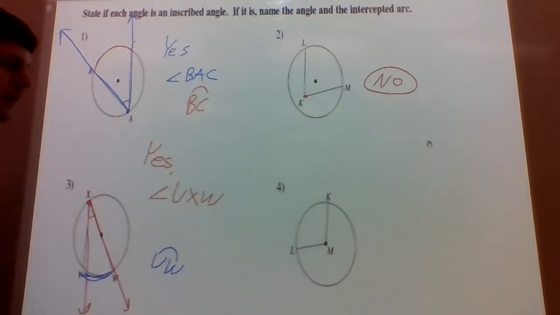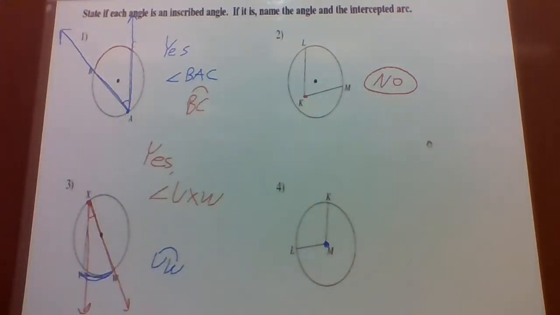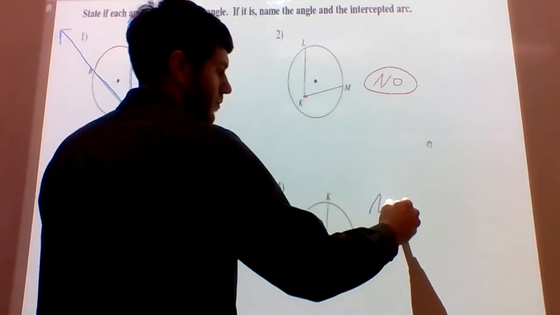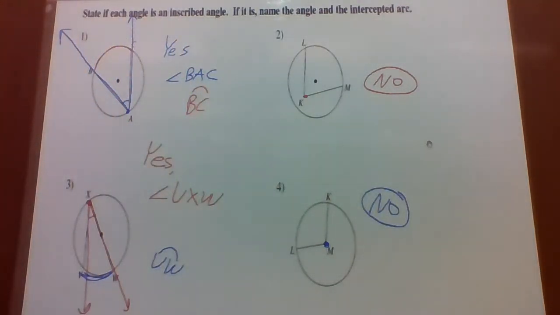Number 4, M is the vertex of our angle. If we notice, M is the center of the circle. So the center of the circle is not part of the circle, so it's not on the circle. So this one is no, M is not on the circle. But that is a central angle, though it's not an inscribed angle. It's a central angle because M is the center of the circle. The vertex is the center. So M is a no.